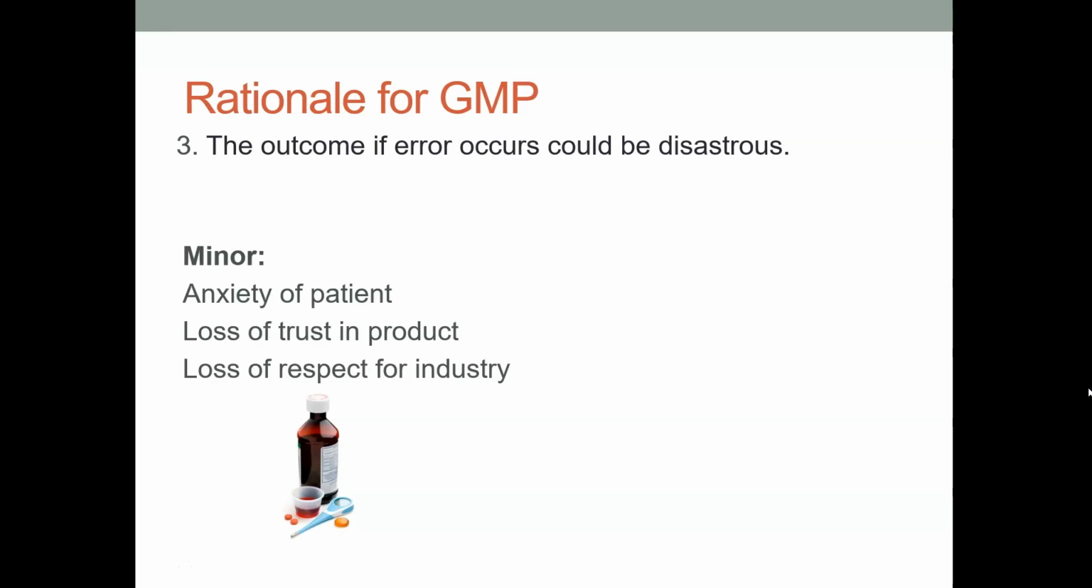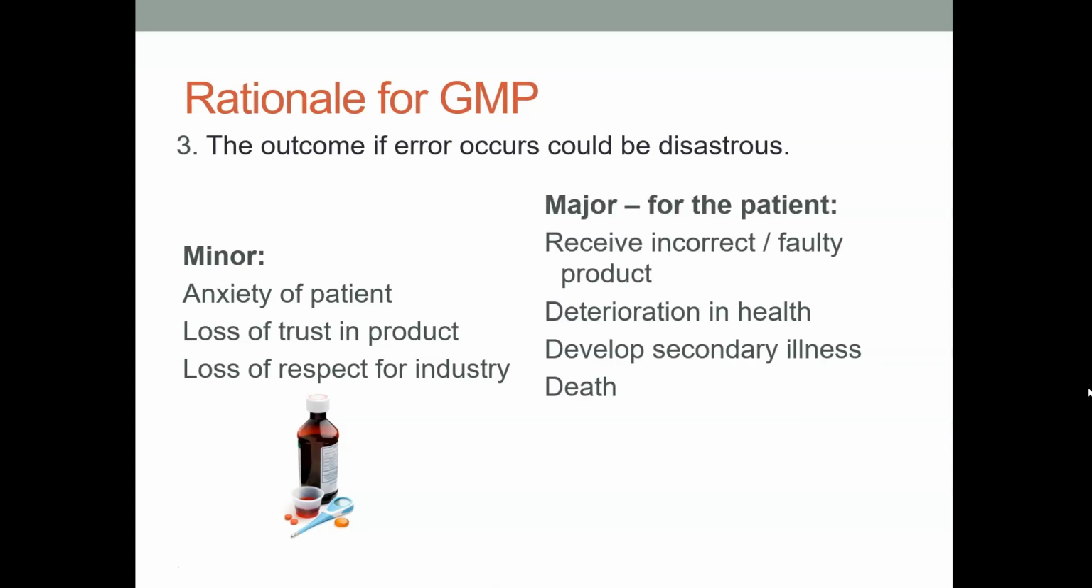In a minor case, you've got anxiety of the patient because they're a bit worried about what might happen to them because there's a problem. There's loss of trust in the product and there's loss of respect for the industry. In a major way, if you have a proper problem, you have incorrect or faulty product, that could actually have very serious consequences. There could be deterioration in the health of the patient. They might develop a secondary illness as a result, and in some cases, patients have even died from products that they have taken.